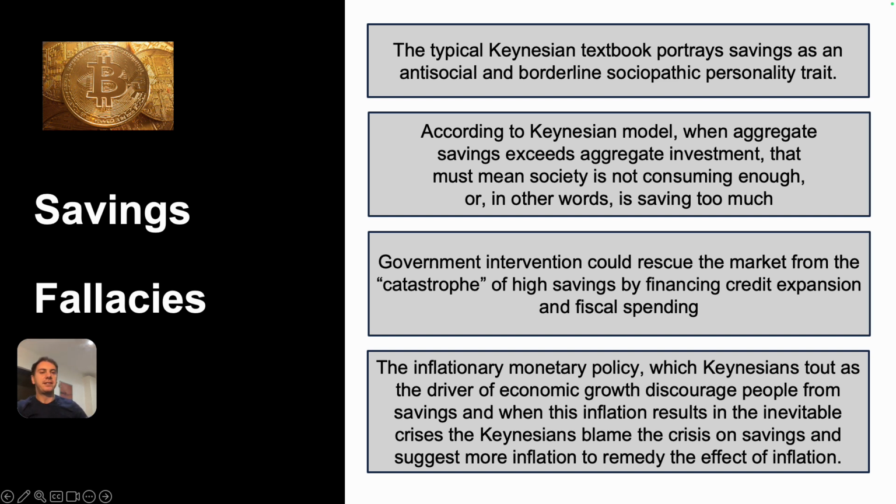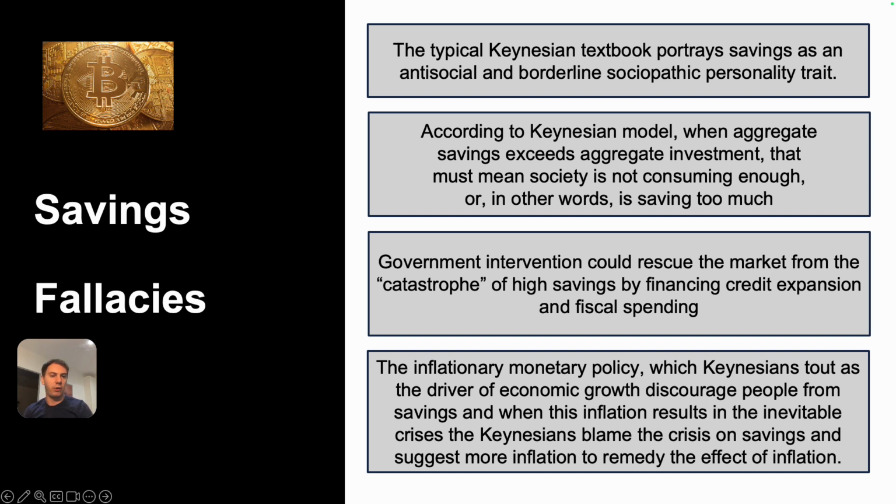The starting point of Keynesian analysis is to assume that society's income will be divided into spending and savings according to a predetermined mathematical formulation. Keynesian analysis concludes that equilibrium is reached only when the quantity of savings equals the quantity of investment, even though these are two distinct concepts and accounting entries, and there is no reason for them to be equal. But according to this model, when the aggregate savings exceed the aggregate investment, that must mean that society is not consuming enough, or in other words, is saving too much.